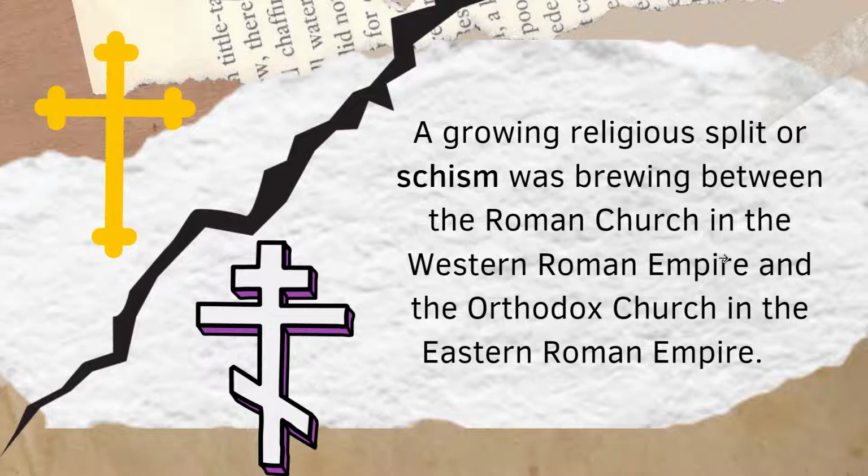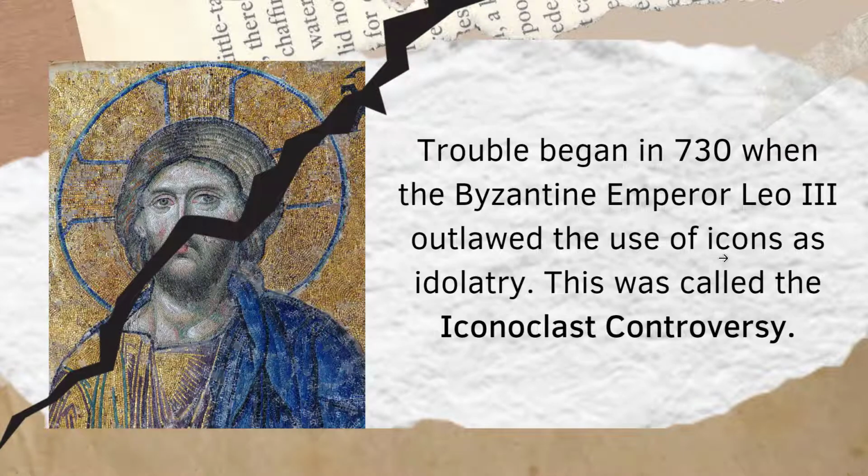Now, there was also a growing religious split, or schism, brewing between the Roman Catholic Church in the Western Roman Empire and the Orthodox Church in the Eastern Roman Empire. And this trouble began in 730 CE when the Byzantine Emperor Leo III outlawed the use of icons, as you see here in this mosaic of Jesus. They outlawed the use of icons as idolatry. So many people were using these mosaics to pray to. And this was called the iconoclast controversy.